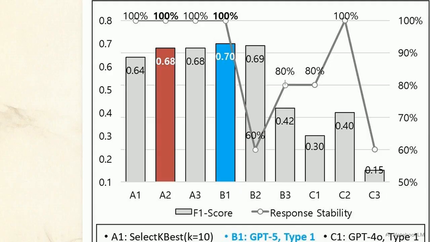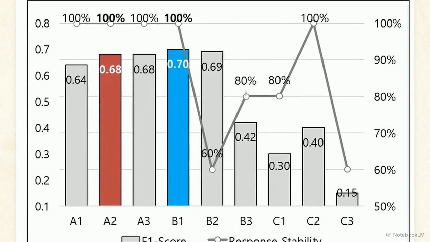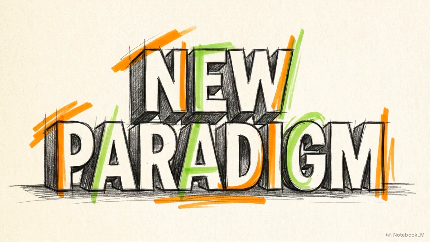The random forest trained on GPT-5 selections reached an F1 score of 0.70. It achieved a superior predictive boundary without performing a single mathematical calculation. Over 5 iterations, this prompting method returned a perfectly stable response, consistently outperforming the statistical baseline with 0 variance. The language model beat the math filter.